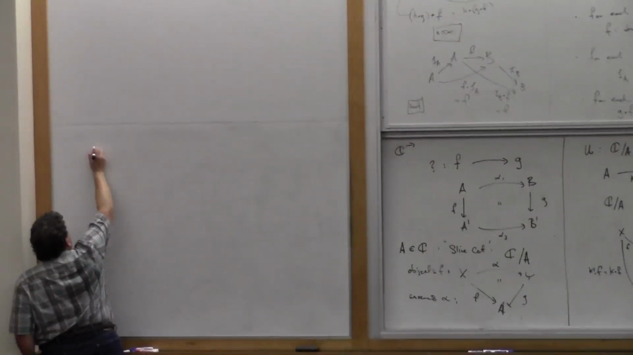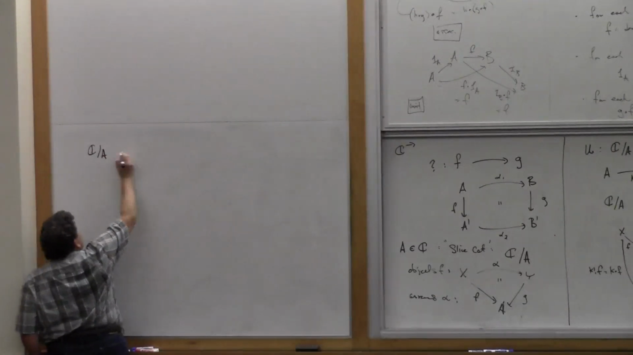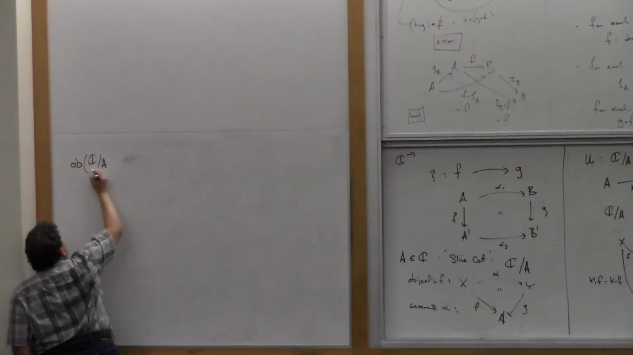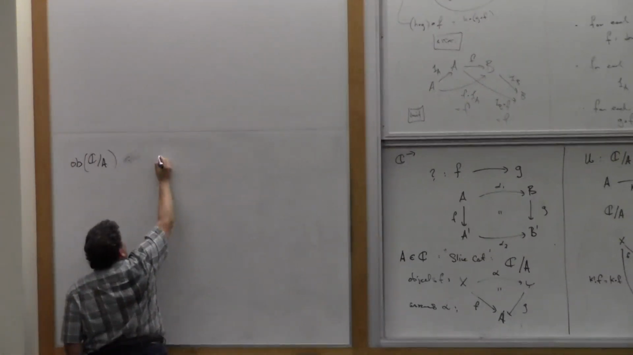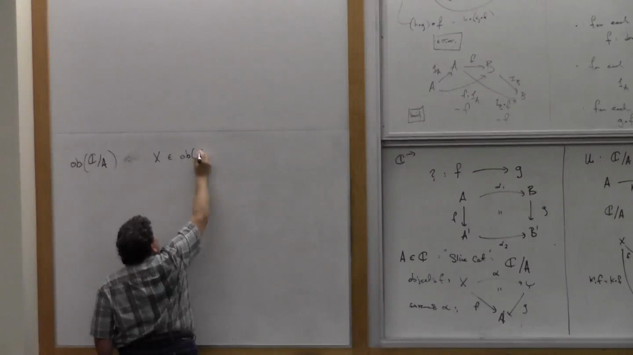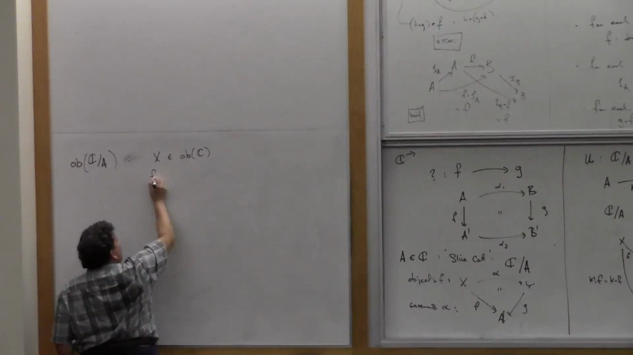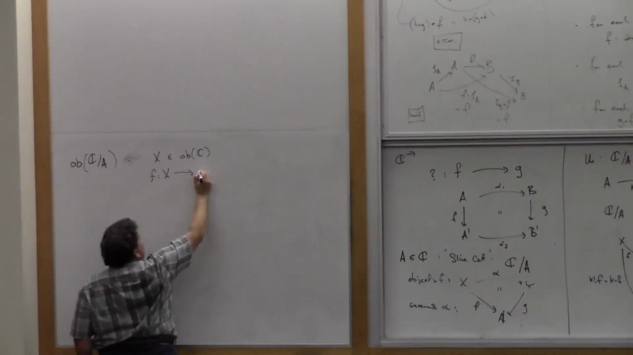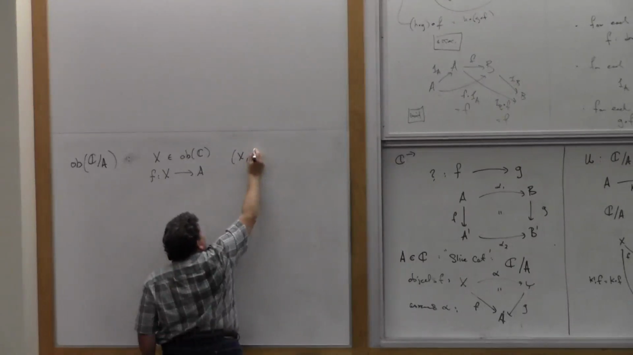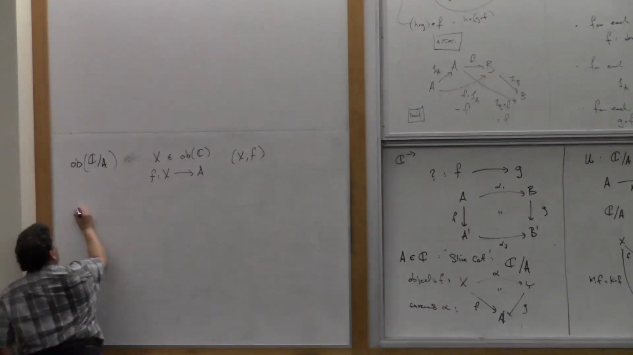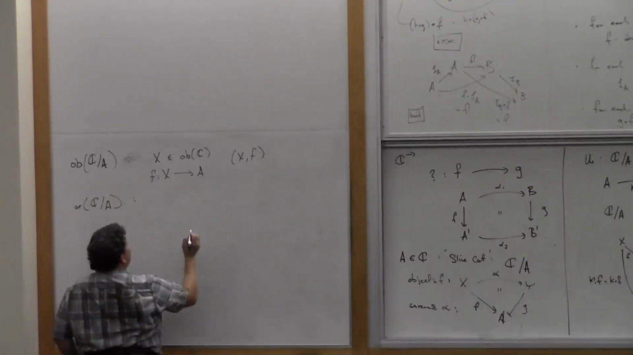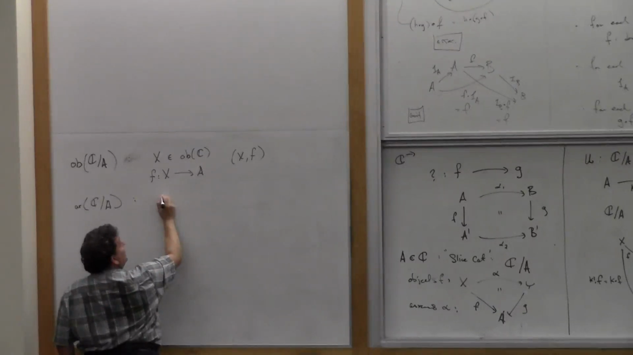So, C over A. The objects of the new category C over A are pairs consisting of an object of C together with an arrow into A. And so the A is fixed here, right? So they're pairs like that, X, F. And an arrow in C over A is an arrow from such a pair.